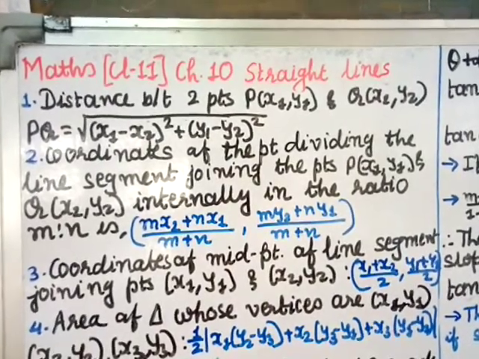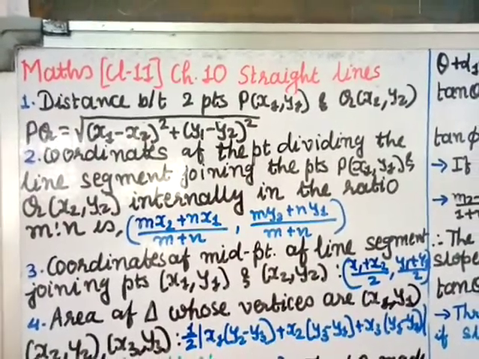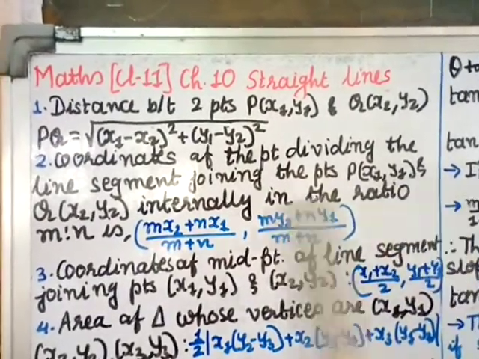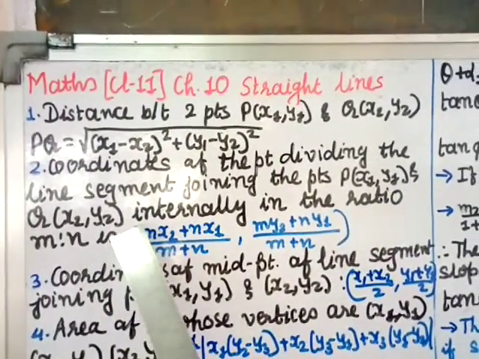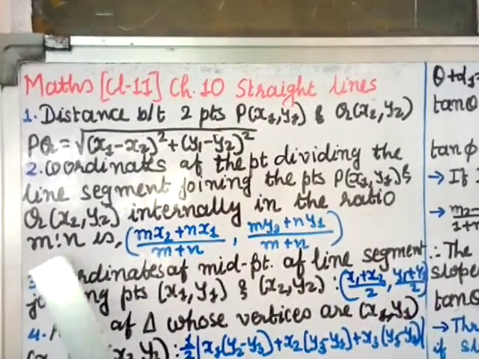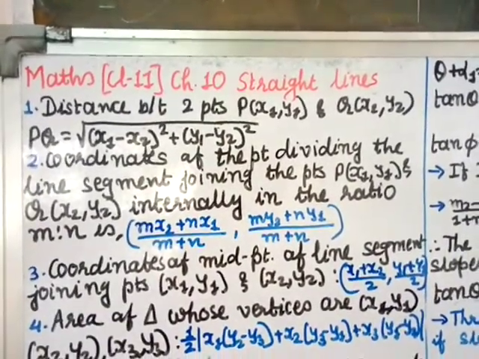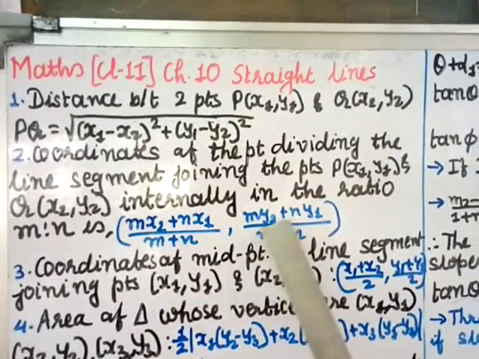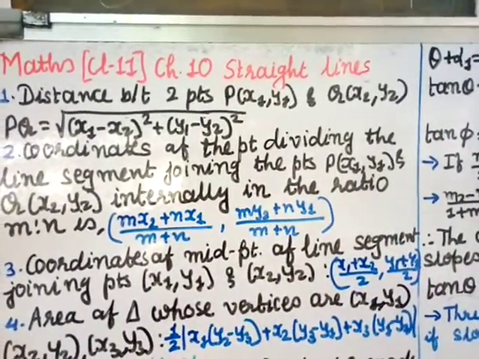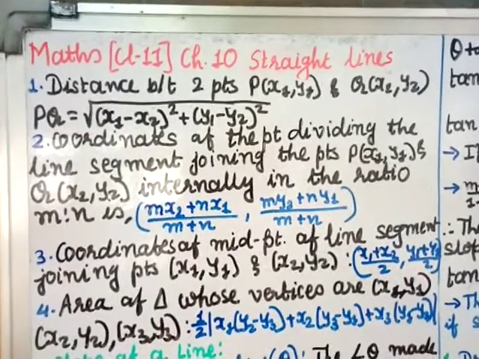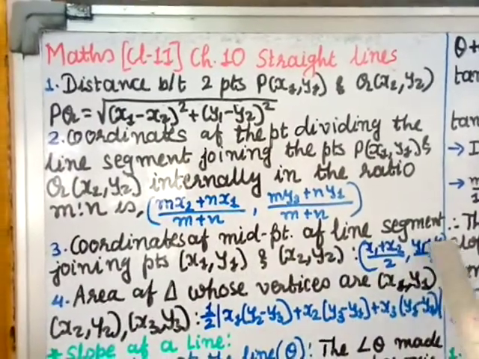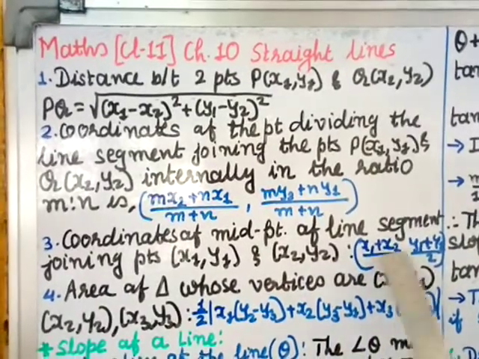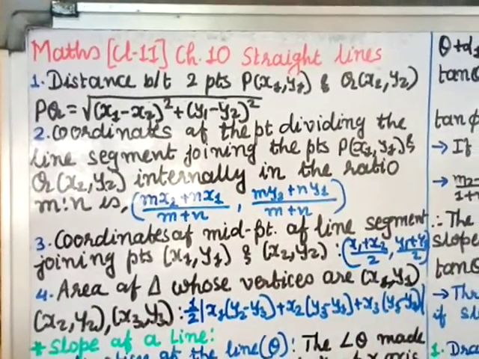Number 2. Coordinates of the point dividing the line segment joining the points P(x1, y1) and Q(x2, y2) internally in the ratio m is to n is given by section formula: (mx2 plus nx1) divided by (m plus n) and (my2 plus ny1) divided by (m plus n). Number 3. Coordinates of the midpoint of line segment joining points (x1, y1) and (x2, y2) is ((x1 plus x2)/2, (y1 plus y2)/2).